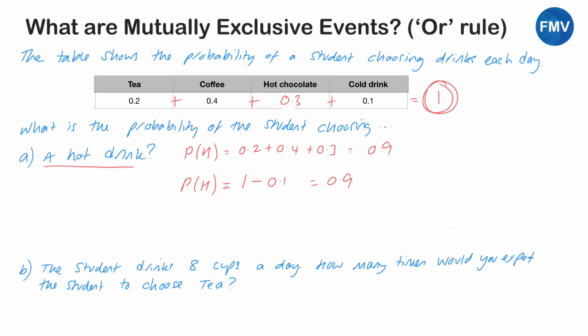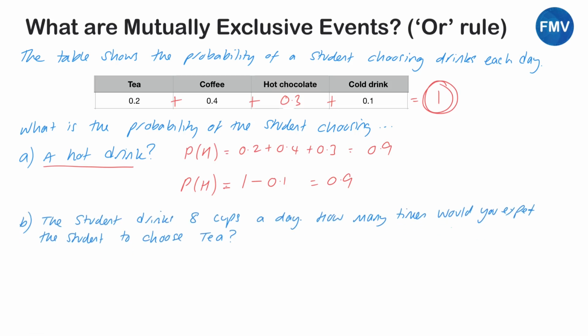Okay, let's look at the second question. Going to move that up. Right, so the student drinks 8 cups a day. How many times would you expect the student to choose tea? So we're dealing with this over one day by the looks of it. So we know in this case, the probability of choosing tea is equal to 0.2. So we would expect tea to occur 0.2 multiplied by 8 times, and that gives us 1.6 cups. So we're going to say between 1 and 2 cups per day.